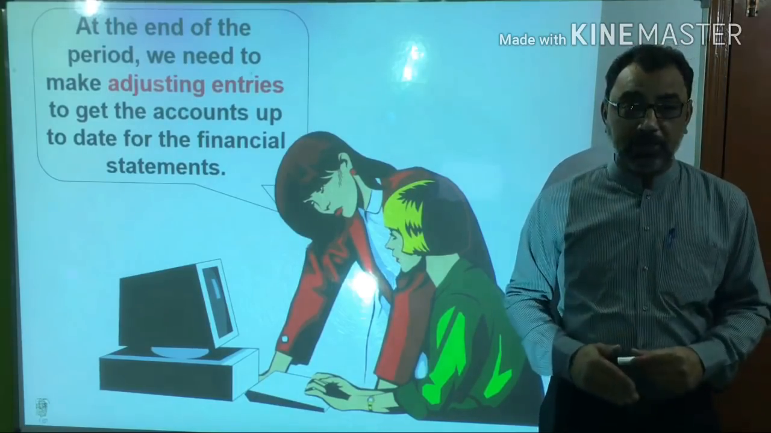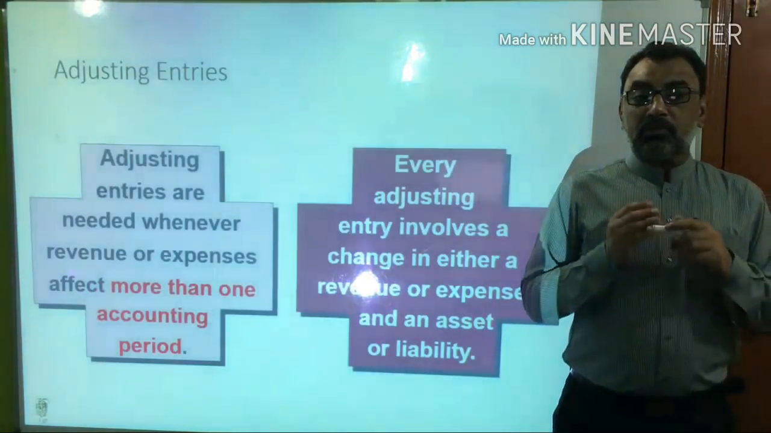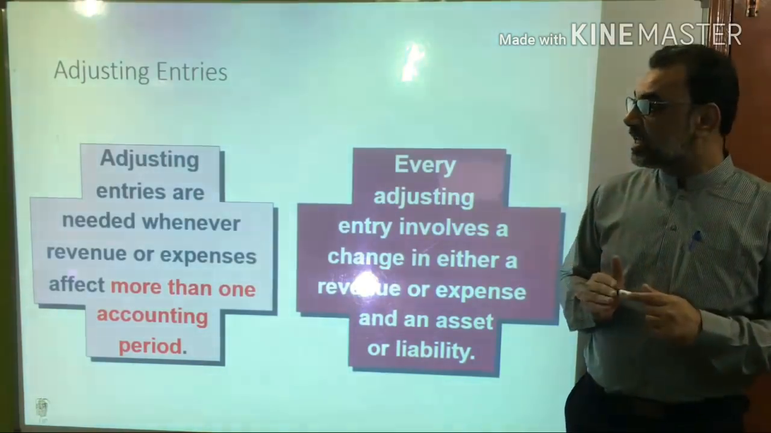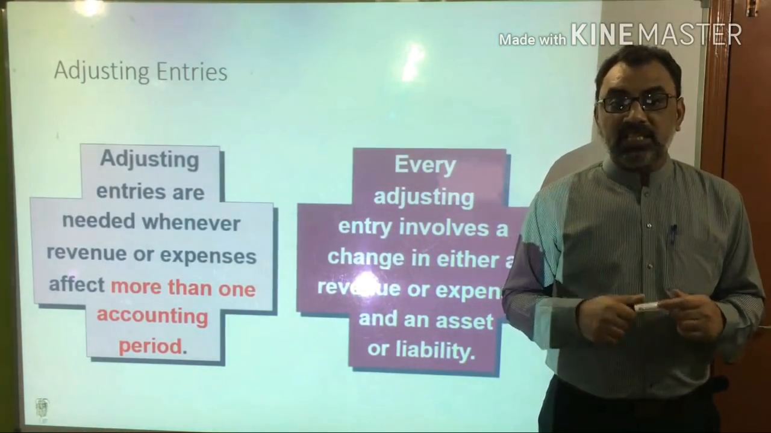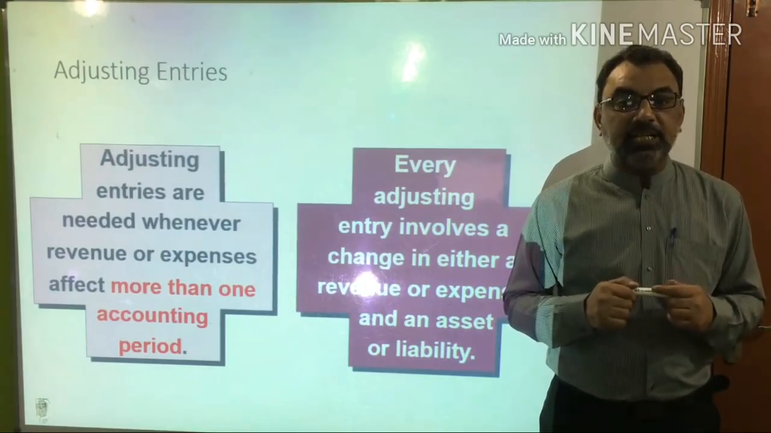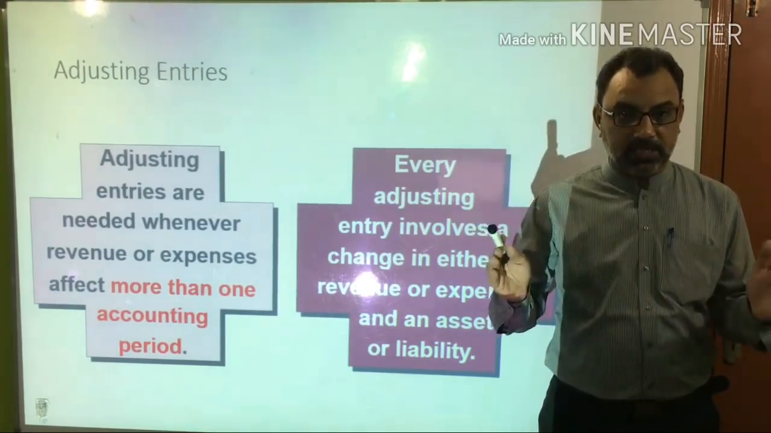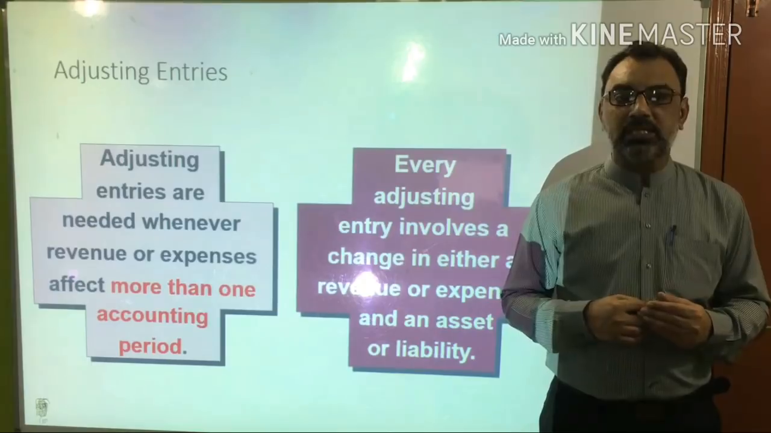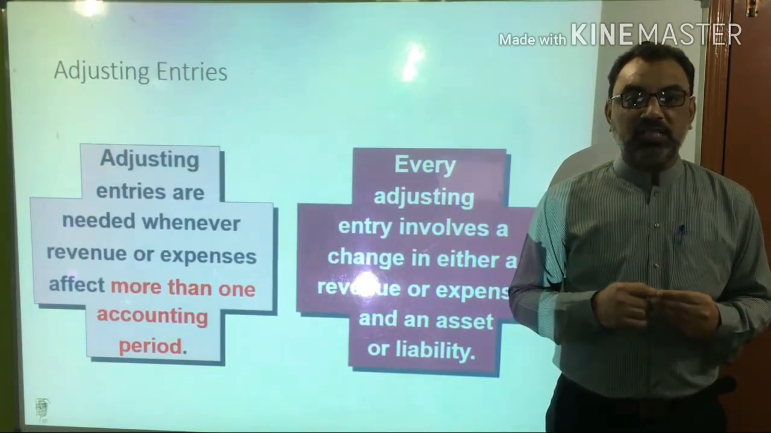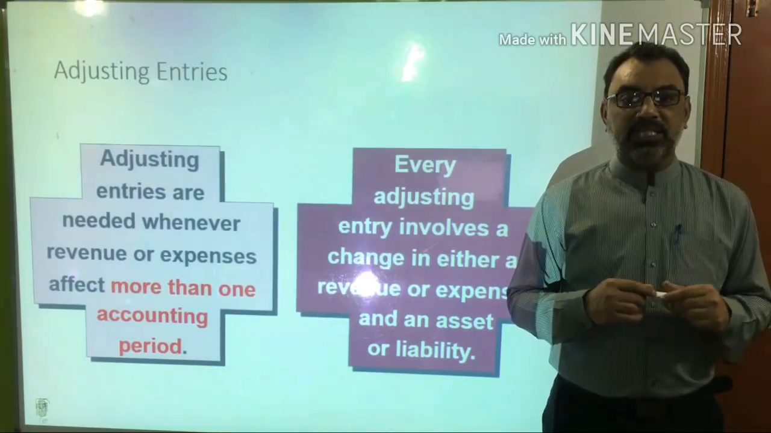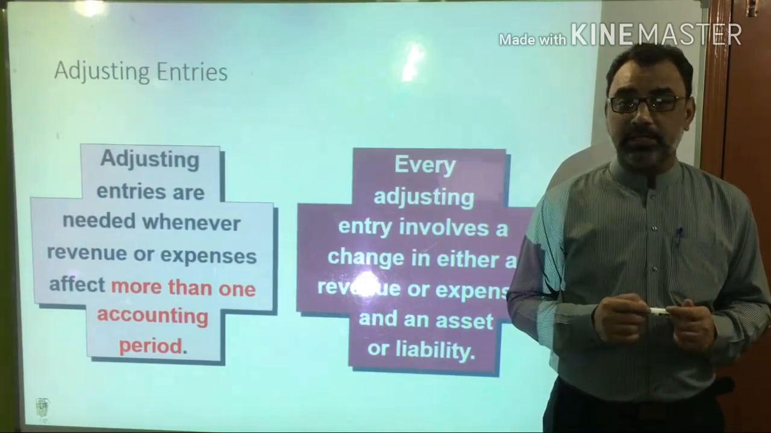to get the accounts up to date for the financial statements. For purposes of measuring income and preparing financial statements, the life of a business is divided into a series of accounting periods. This practice enables decision makers to compare the financial statements of successive periods and to identify significant trends.